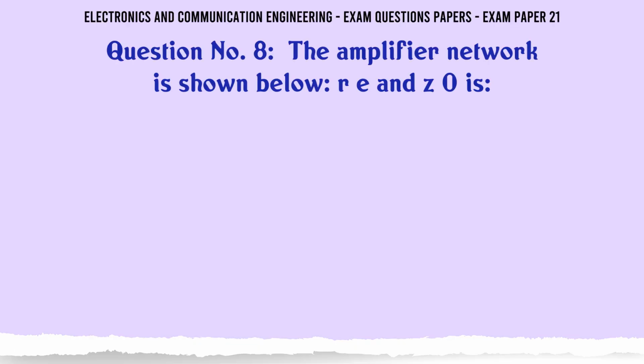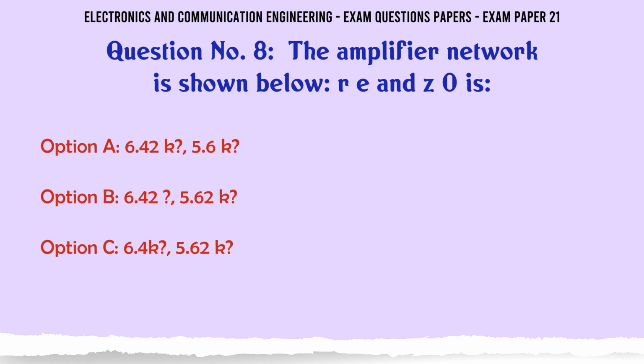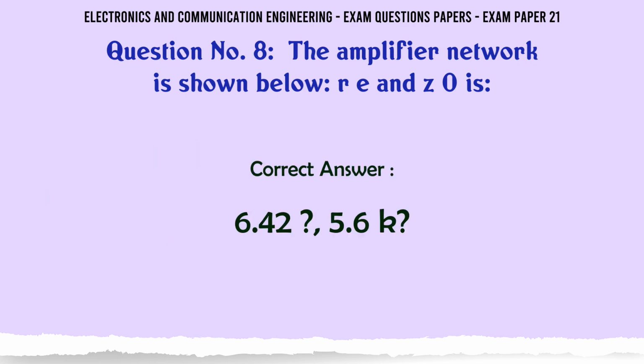The amplifier network is shown below. RE and Z0 is A. 6.42K, 5.6K, B. 6.42, 5.62K, C. 6.4K, 5.62K, D. 6.42, 5.6K. The correct answer is 6.42, 5.6K.